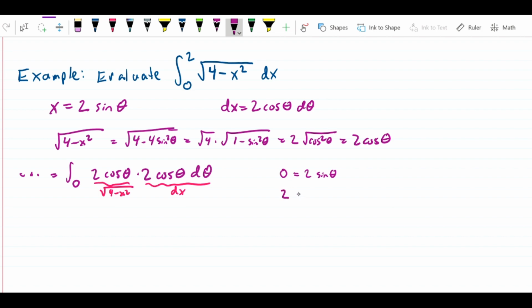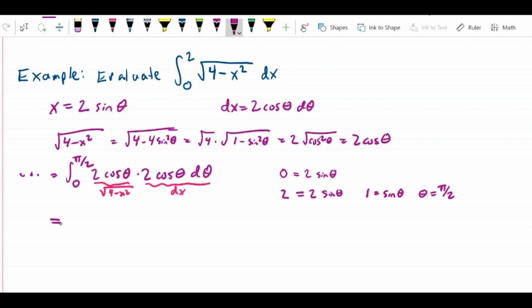So let's see, 2 equals 2 sine theta. That means that 1 is equal to sine theta, which means that theta equals pi over 2. So the correct limits of integration are now 0 and pi over 2 instead of 0 and 2. The nice thing about this is, since we've changed the variable, we don't need to do any back substitution. We don't even need to use the triangle for this.